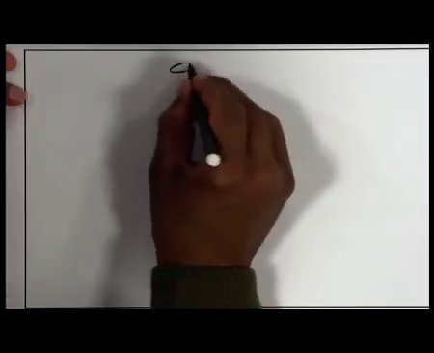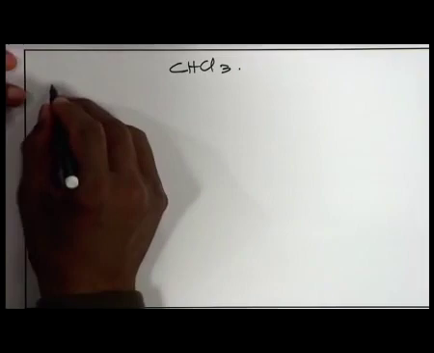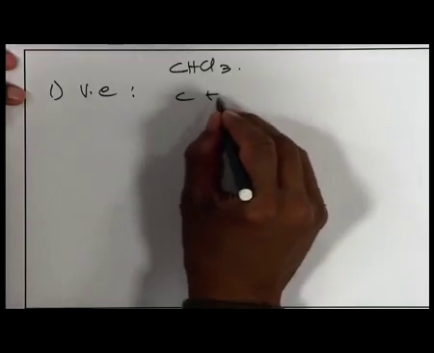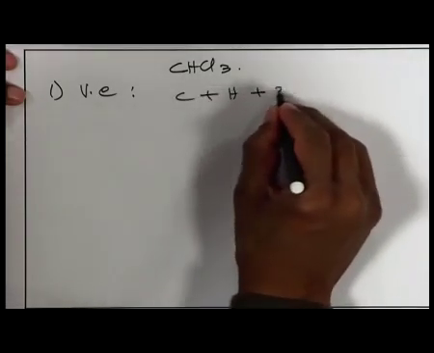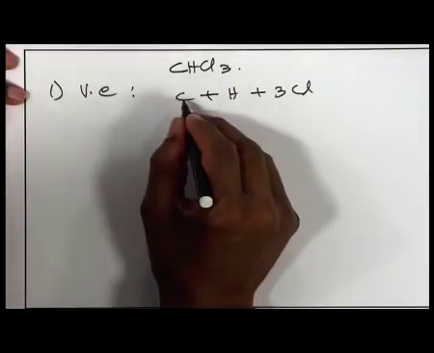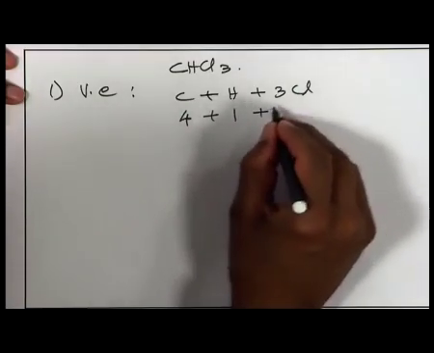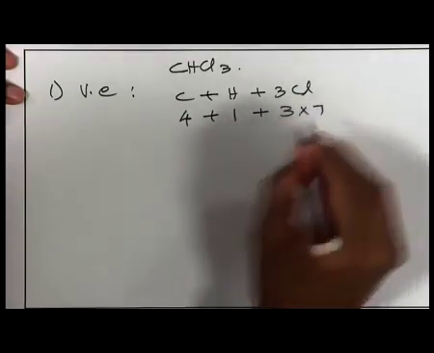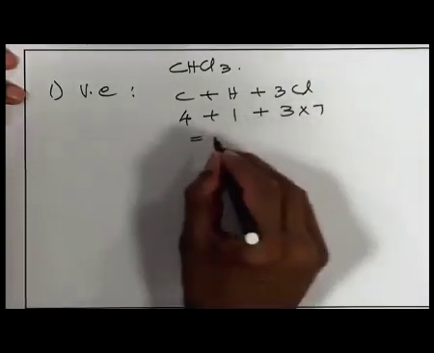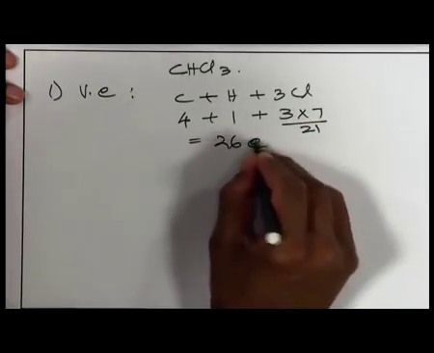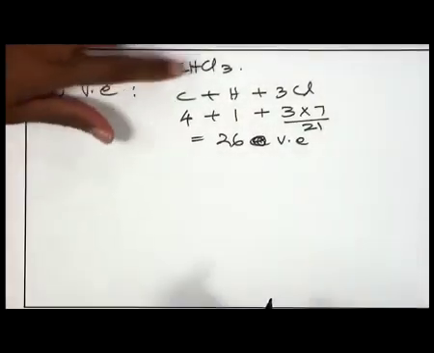Let us see an example of how to draw a Lewis structure for chloroform, CHCl3. The first step is the valence electrons. How to do that? There is carbon, there is a hydrogen, plus there are 3 chlorine atoms. Valence electron for carbon is 4, plus valence electron for hydrogen is 1, plus 3 into valence electron for chlorine is 7. So, that is equal to 21, 22, 26. 26 valence electrons are there in chloroform.